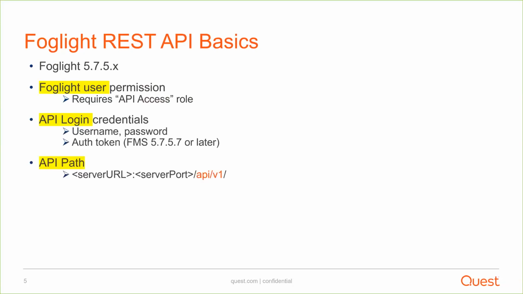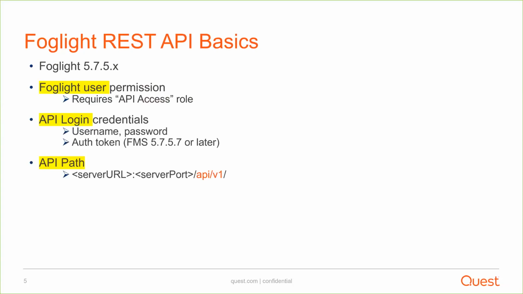Now, all APIs would have a path that is relative. All Foglight REST API calls are relative to this path. And the path is API/v1, as in version 1.